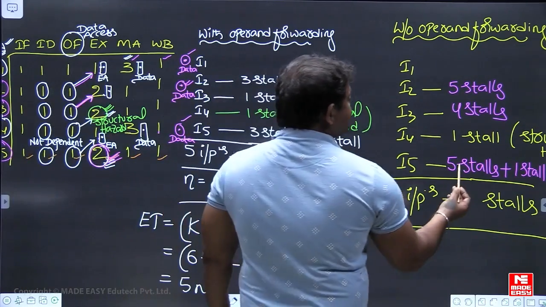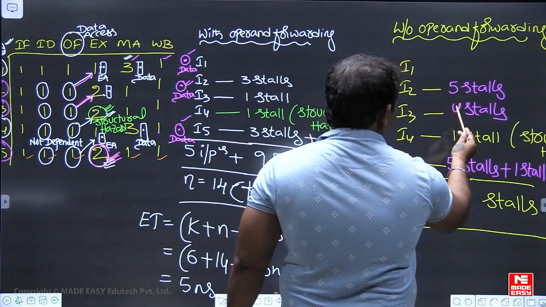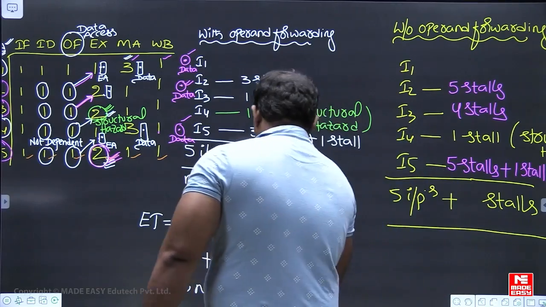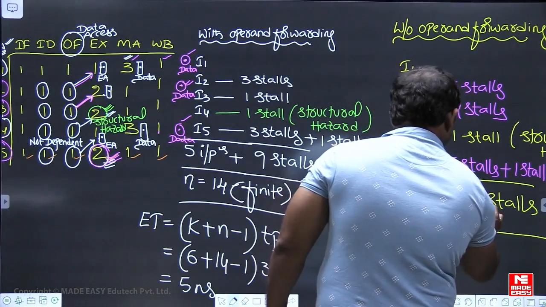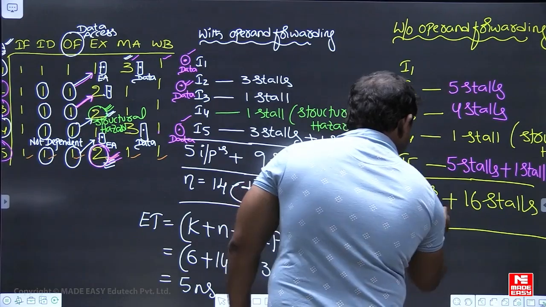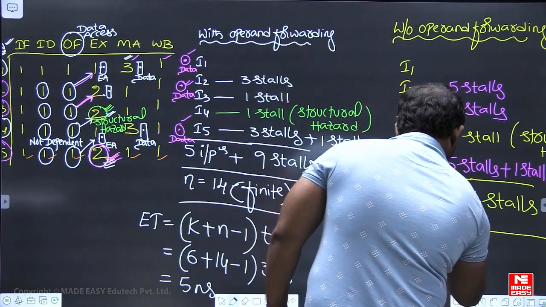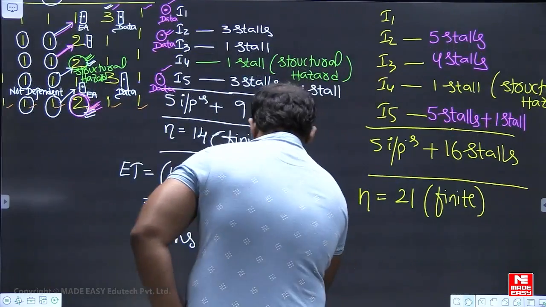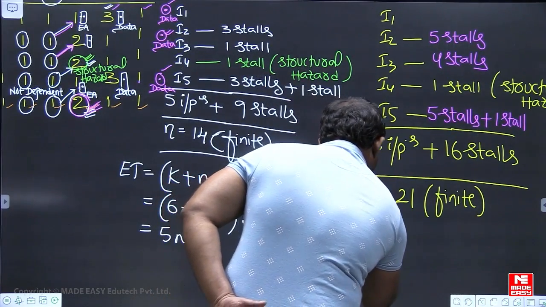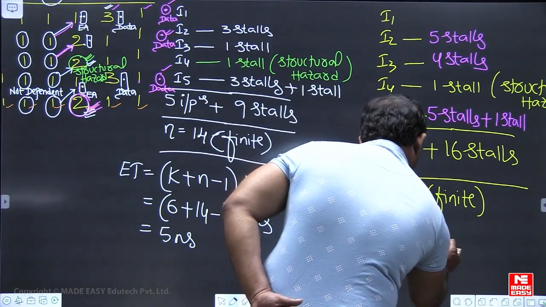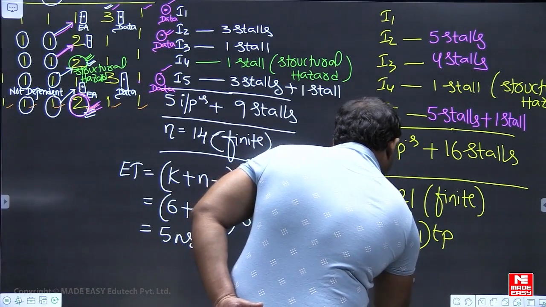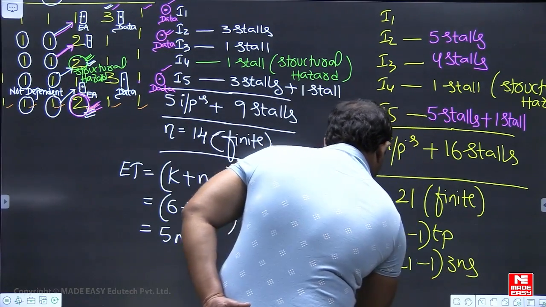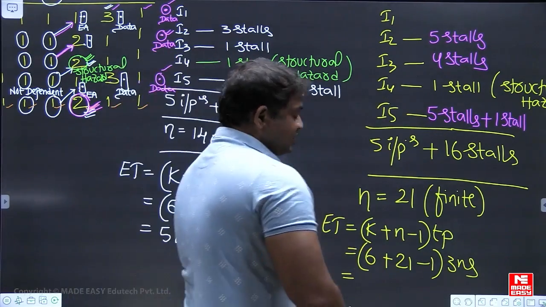So total number of stalls, how many? 5 plus 4, 9, 9 plus 1, 10, 10 plus 6, 16 stalls. So n is equal to 21. This is the finite value. Okay, now execution time. Execution time equal to (k plus n minus 1) into Tp. So k value 6 plus 21 minus 1 into 3 nanosecond. So this is equal to 26 into 3.